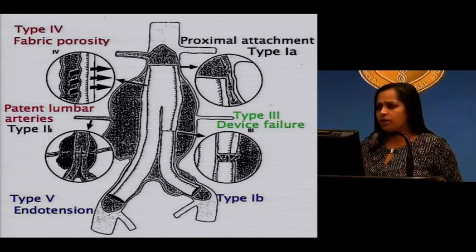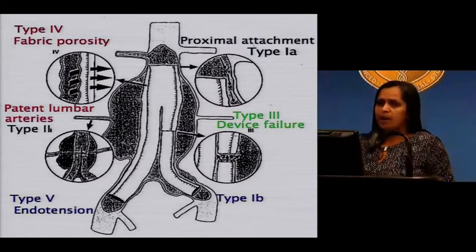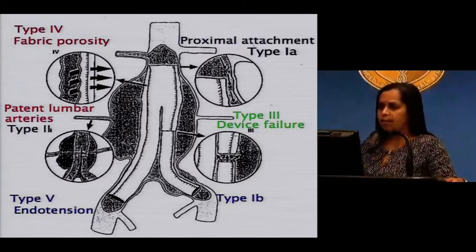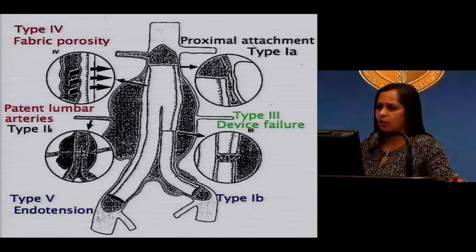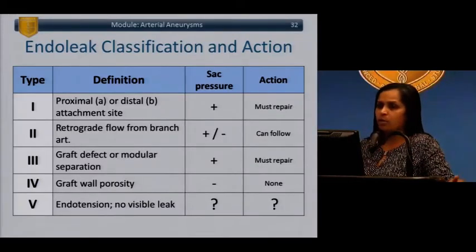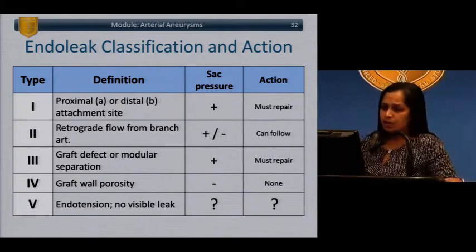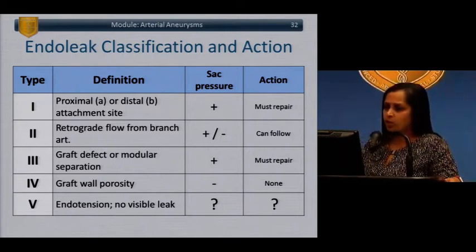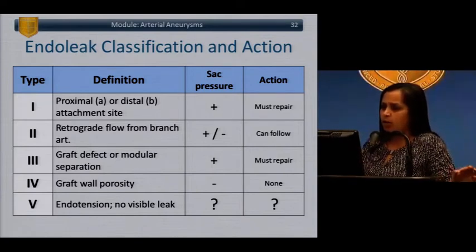endoleak has been defined, which is really not an endoleak. It's a situation where you don't see a leak, but the sac is pressurized or growing, and this is considered endotension. We don't really know what this is, and I think there's pretty poor understanding, but the problem is that when that sac is growing, you feel compelled to do something about it. Again, just a summary of the types of endoleaks and what you want to do about them. The bottom line is that the type 1 and 3 endoleaks are the ones that have to be repaired.